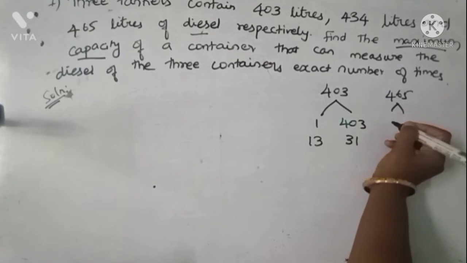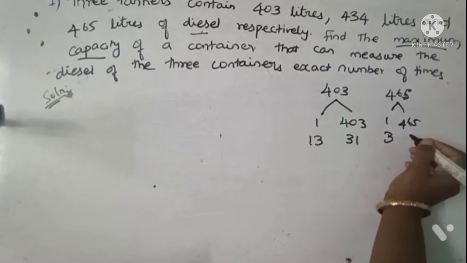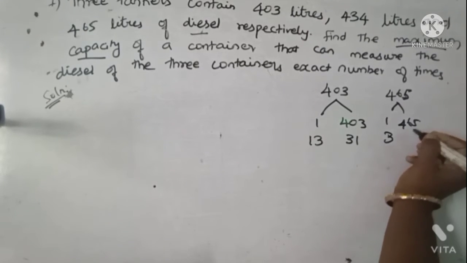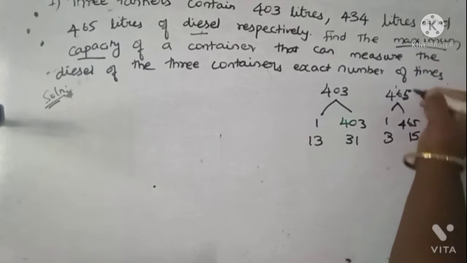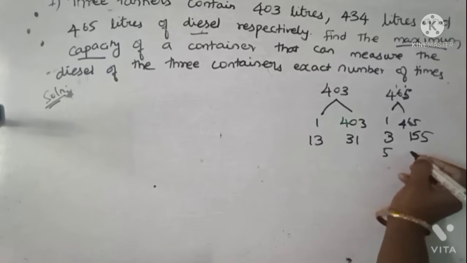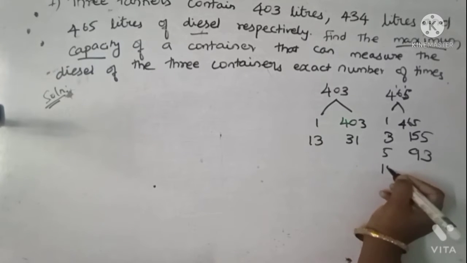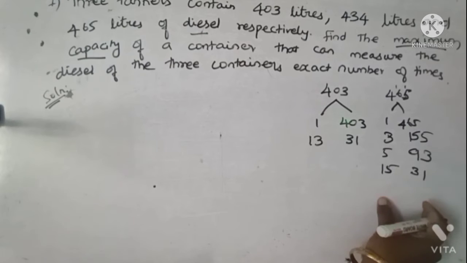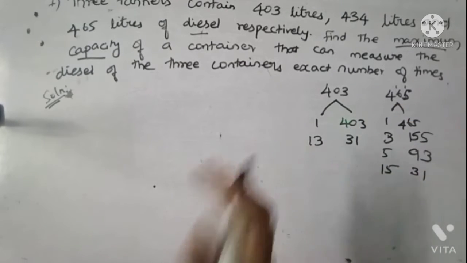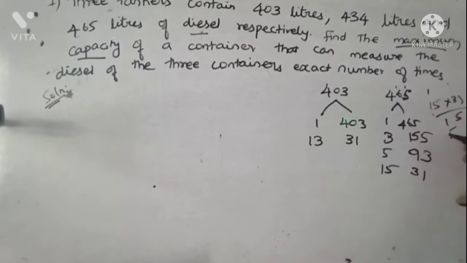The next one is 465. What are the factors? 1 into 465, and then with 3 tables, 3 into 155, and then with 5 tables, 5 into 93. The next one will be 15 tables, 15 into 31, this gives 465. If you check 15 into 31: 5 ones are 5, 3 ones are 3, 3 plus 1, 4, and 5 gives 465.